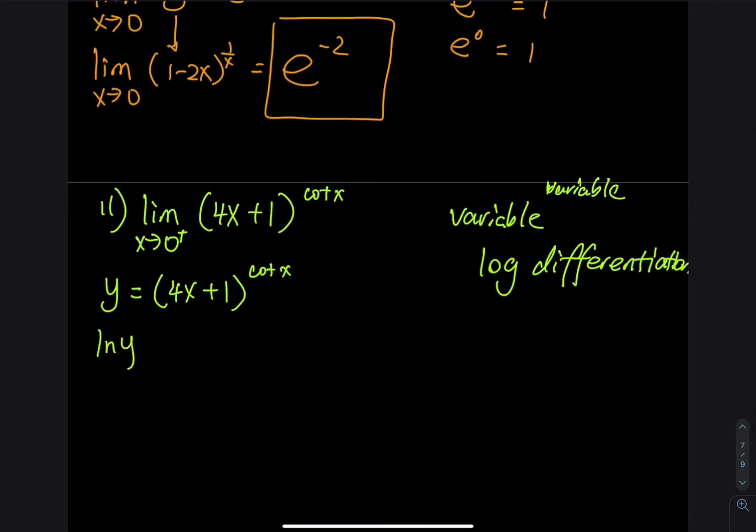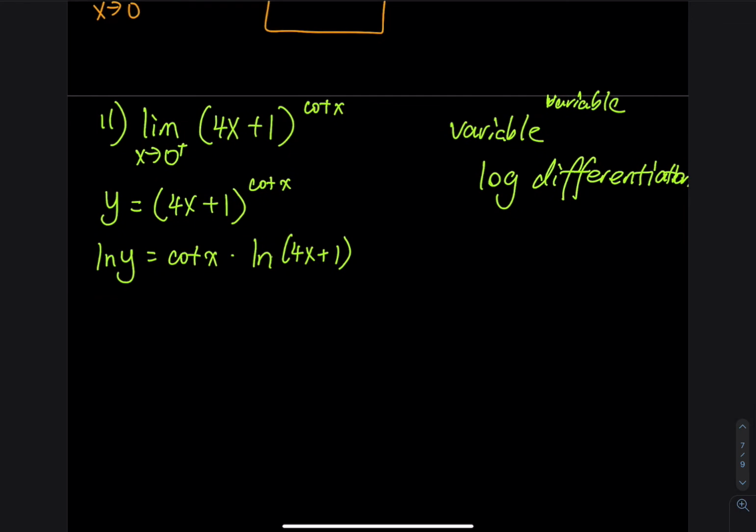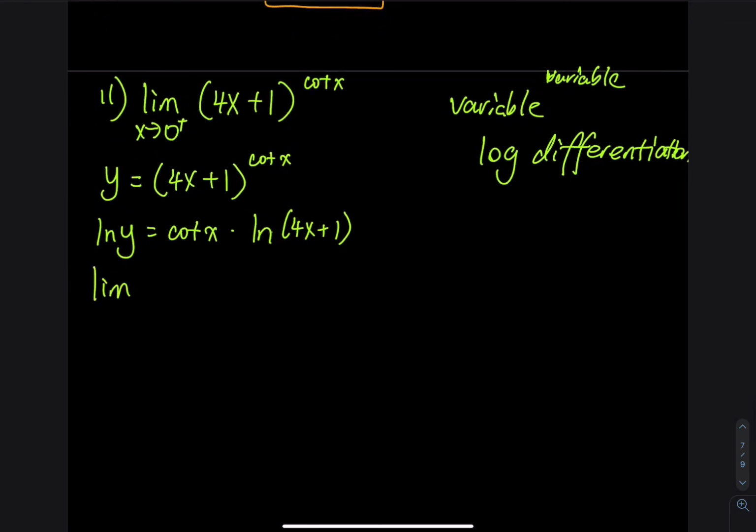So we have ln y. Once you take ln on the right hand side, you bring the cotangent down, and then you have ln(4x plus 1). And then we take the limit on both sides, right? So we take the limit as x approaches 0 from the right, ln y equals the limit as x approaches 0 from the right of cotangent x times ln(4x plus 1). And then is this an indeterminate form, cotangent x?